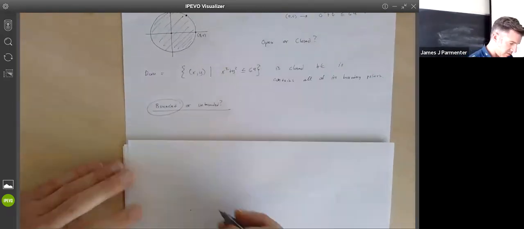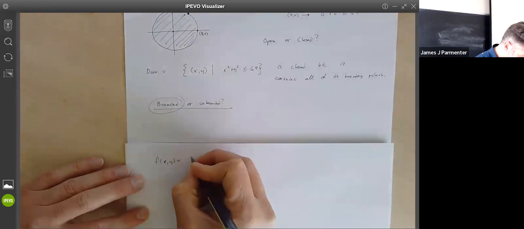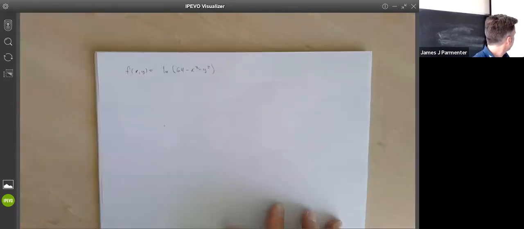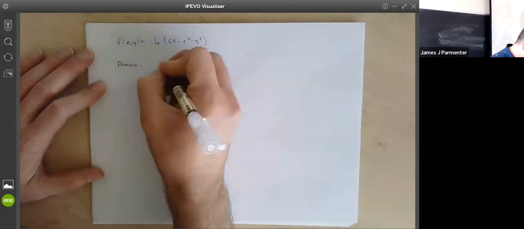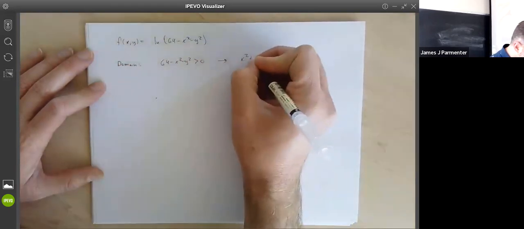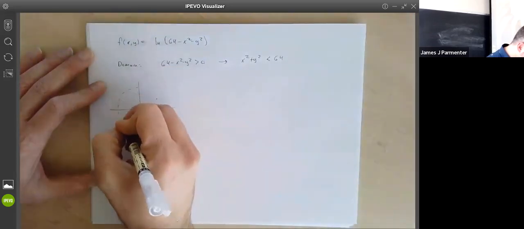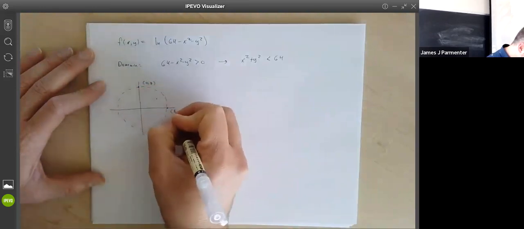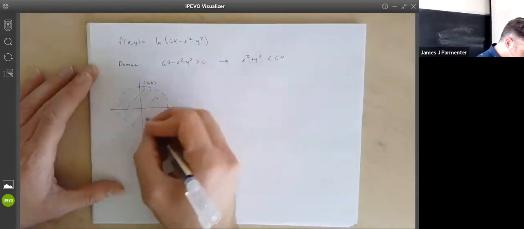Because instead of the square root of 64 minus x squared minus y squared, we're going to look at f of x, y being the natural log of 64 minus x squared minus y squared. And the only difference here is that now my domain requires all that stuff to be greater than 0, which is going to end up meaning that x squared plus y squared is strictly less than 64. So our region is going to look like the same circle of radius 8, except now we are not including the boundary points. So now we're inside.